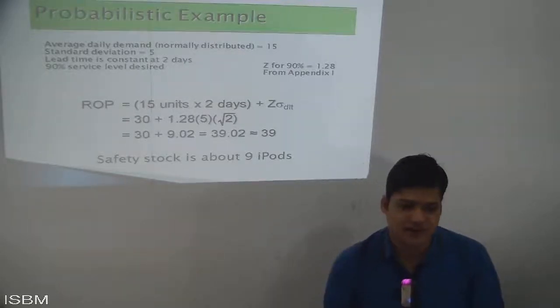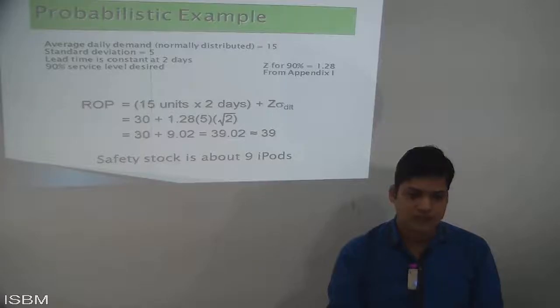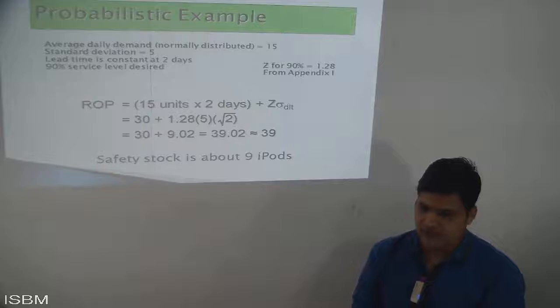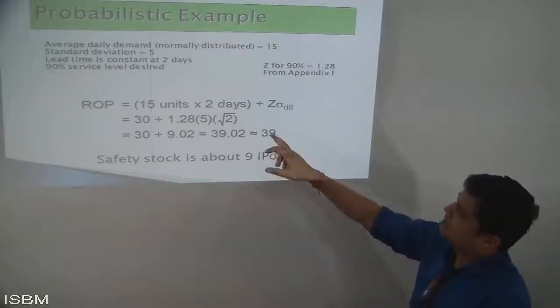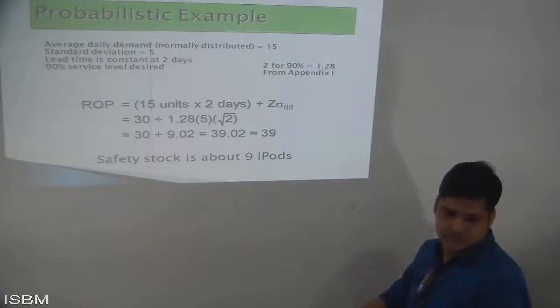So Z for 90% is equal to 1.28 from Appendix I. So the reorder point is equal to 15 times 2 units plus Z sigma DLT, which is 30 plus 1.285 times root 2. So 30 plus 9.02 is nothing but about 39. So safety stock is about 9 iPods. 30 was there and 9 has increased it to 39 iPods.